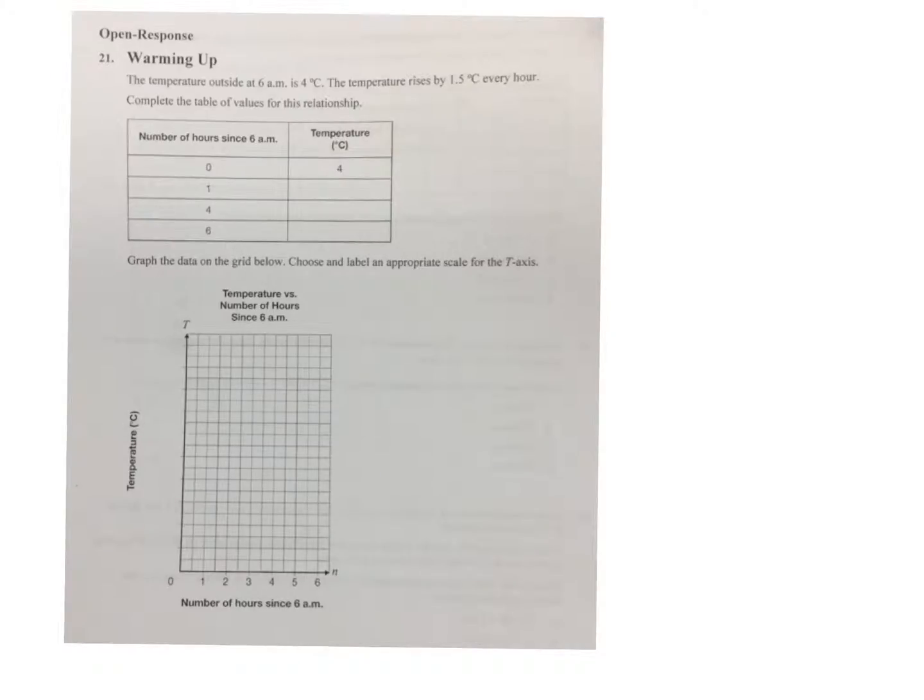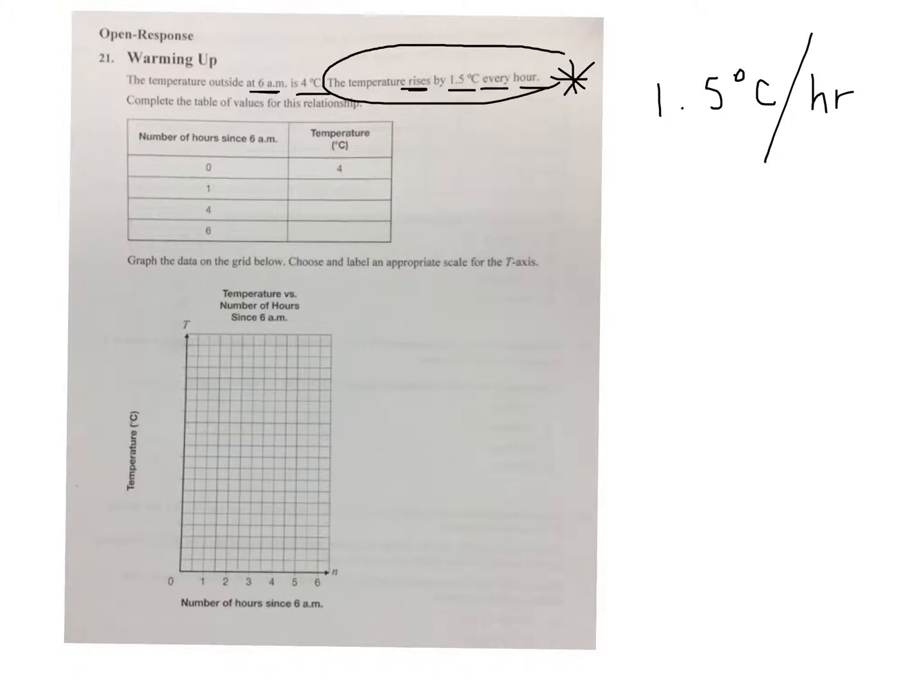This question says the temperature outside at 6 a.m. is 4 degrees Celsius. You should be underlining as I'm going along. Remember we had that. The temperature rises by 1.5 degrees Celsius every hour. This is very, very important what they said here. It rises by 1.5 degrees Celsius every hour. So it's 1.5 degrees Celsius per hour.